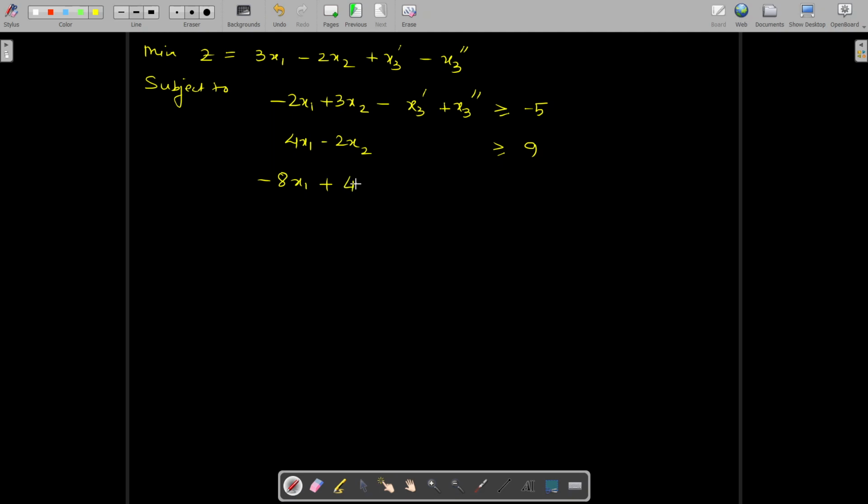Then we have plus 4x2, 3x3 dash, obviously minus 3x3 double dash, and just the negative of this, as we know. And now we have all these variables greater or equal to 0.